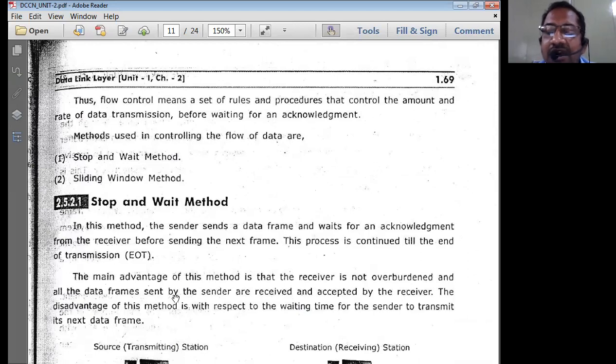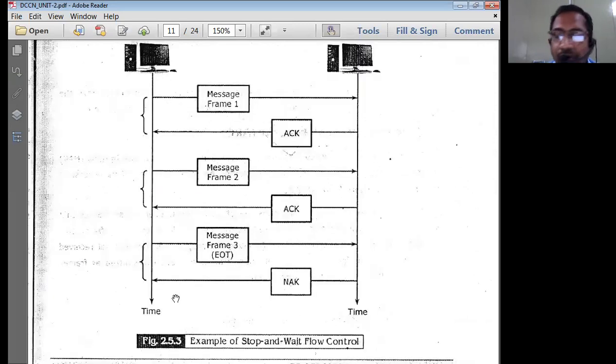In the next class we will end our second unit, after we speak about the error control techniques. Okay, thank you very much for today's session.